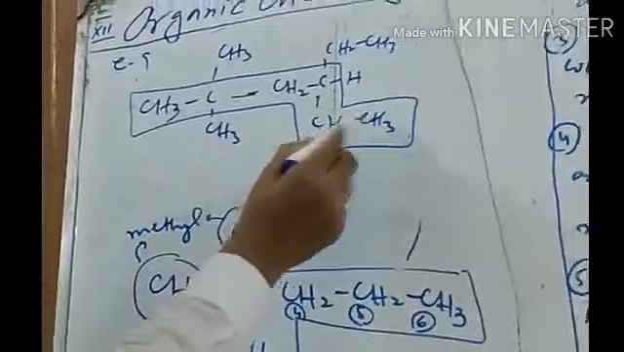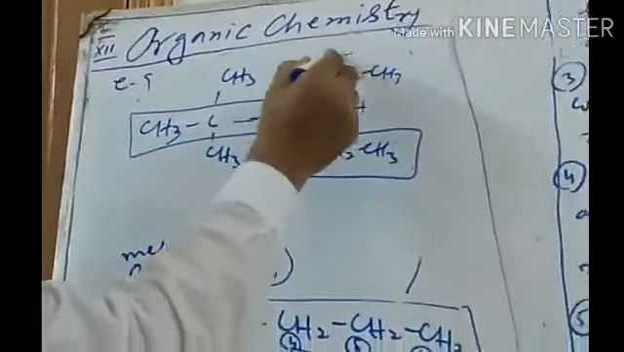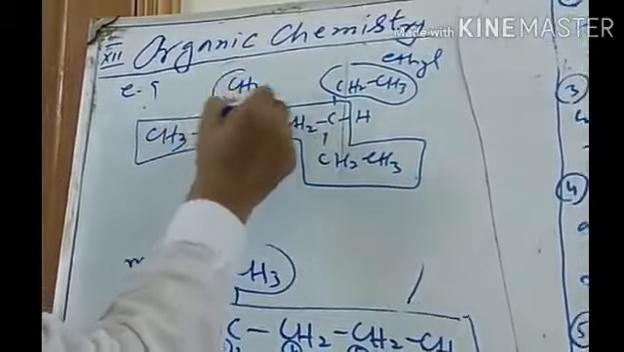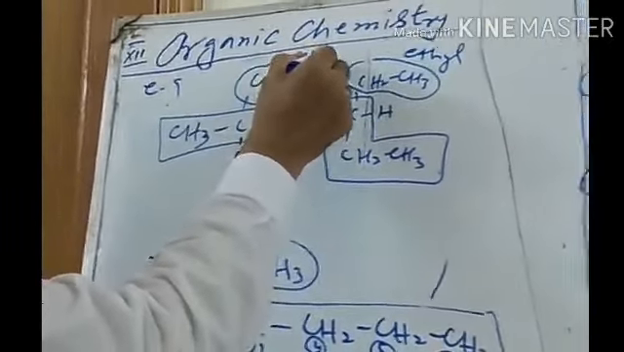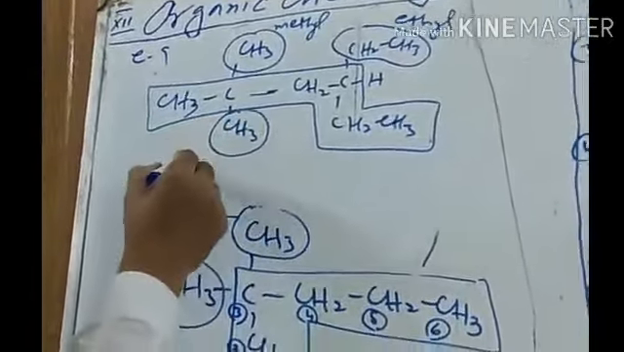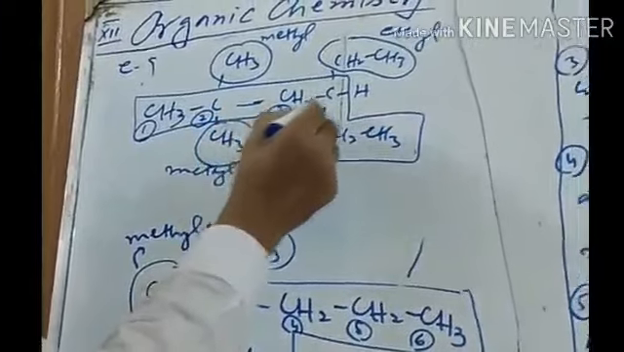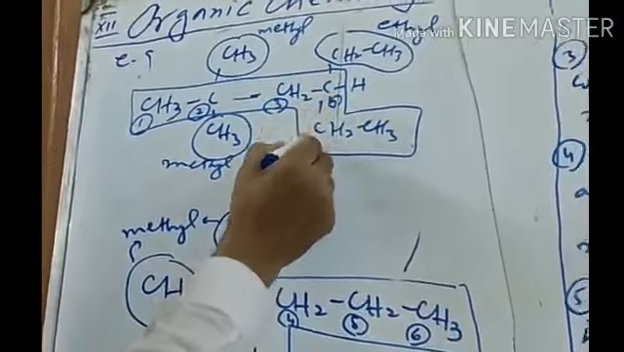Now the numbering. 1, 2, we have 2 methyl. 1, 2, 3. That is 1 ethyl. So this is known as the ethyl. This is known as the methyl. This is again the ethyl. So in this case, numbering should be started from this side. 1, 2, 3, 4, 5, and 6.